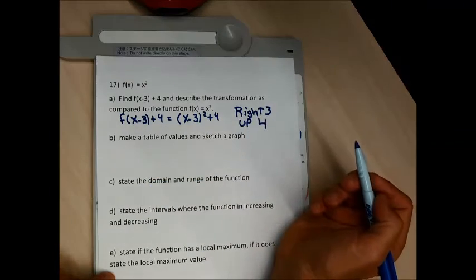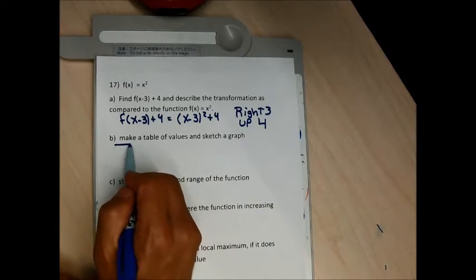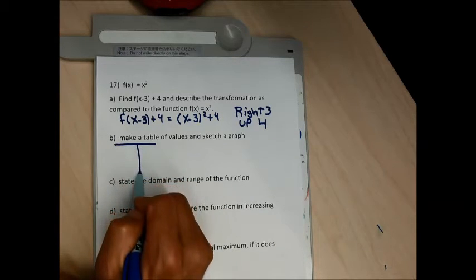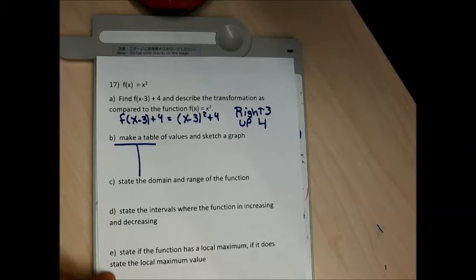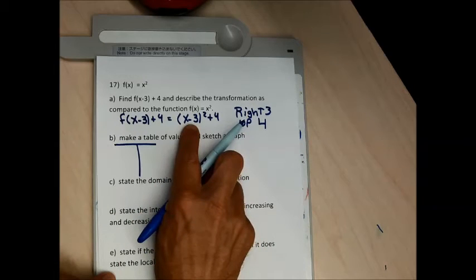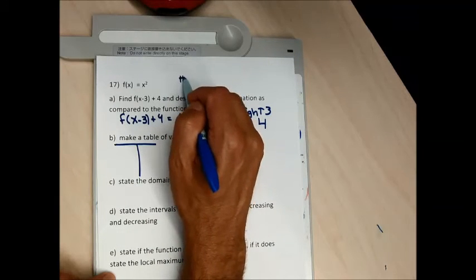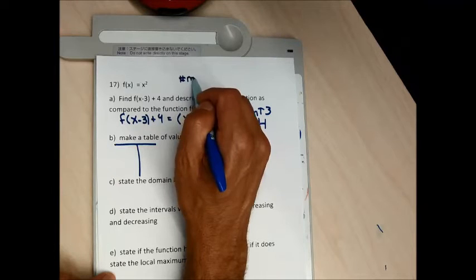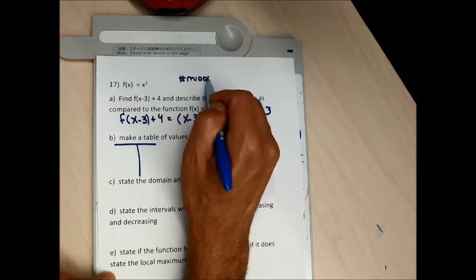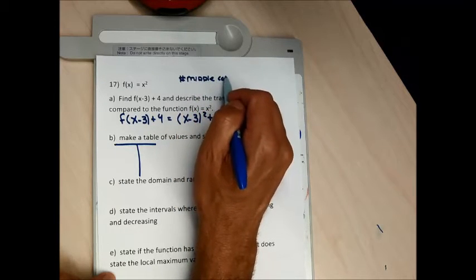I'm going to use my calculator to get a table of values. When we go to do a table of values, we need to have the vertex kind of in my table. And what I'm going to do to get my table started, the number that's going to go in the middle of my x column, I get by taking the inside of the parentheses and setting it equal to 0.